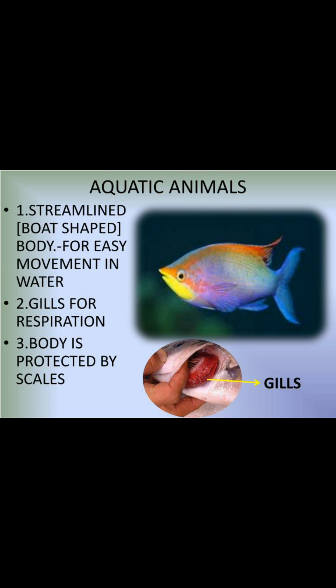Aquatic habitat. Aquatic animals: streamlined, boat-shaped body for easy movement in water. Gills for respiration. So the oxygen which is dissolved in the water will be utilized by the aquatic animals. Body is protected by scales. Scales means not the scale which you use for measuring, but small scales on the aquatic animals.